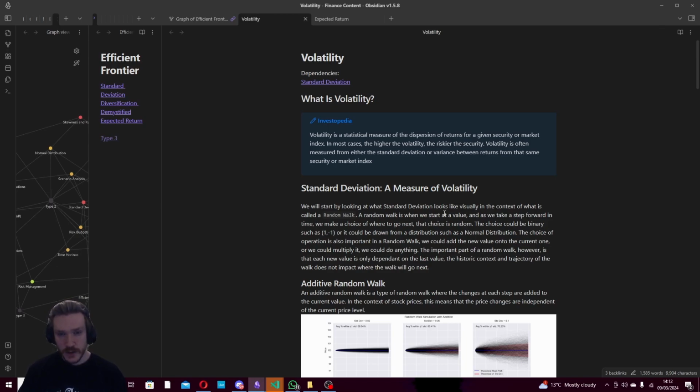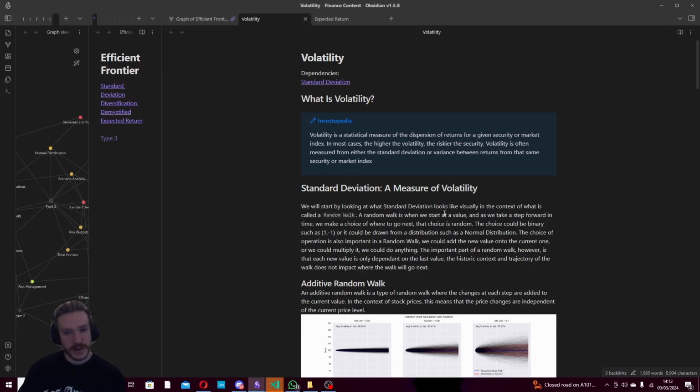It's a good definition. There's a couple things to unpack there. So I already mentioned dispersion of returns. That's the spread of returns around what you would expect or the average, right? And in most cases, the higher the volatility, the riskier the security. There's a bit of a misconception that volatility and risk are the same thing. It's not quite true, but volatility can be used as a measure of risk. And volatility is measured from standard deviation or variance. That's true. Normally, volatility is expressed as the standard deviation, but in mathematical work, variance is often used for calculations, and we'll touch on that a little bit later on.